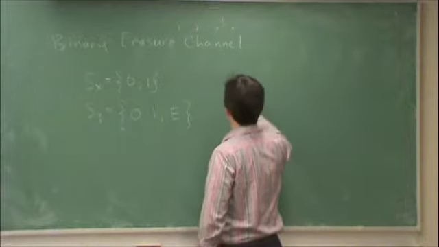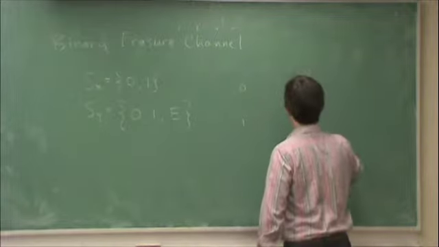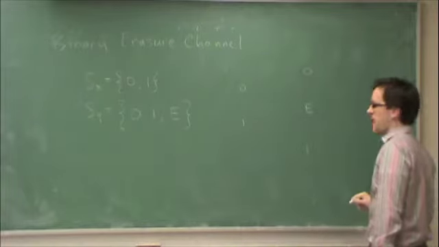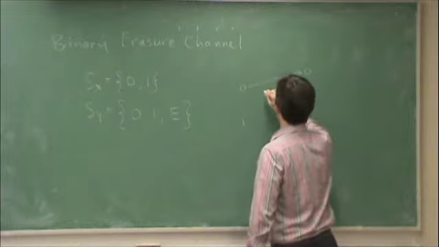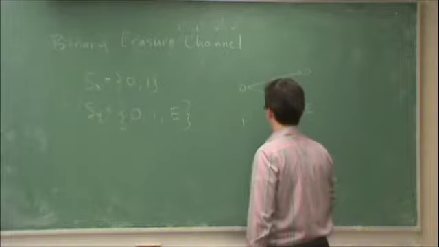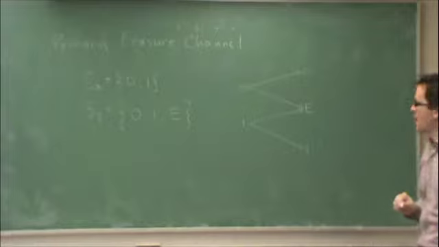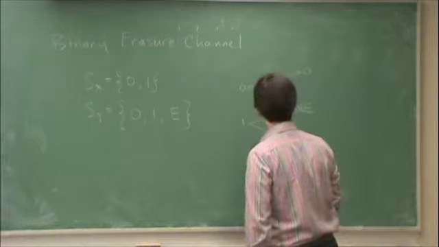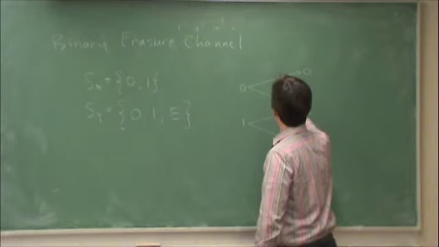And what we can have, representing this on a graph, there's Sx, there's Sy. If I get a 0, I can go to 0 or E, and if I get a 1, I can go to 1 or E. So I'm going to label these with the probabilities of each event occurring. So the probability of going from either letter to E, I'm going to call that PE.